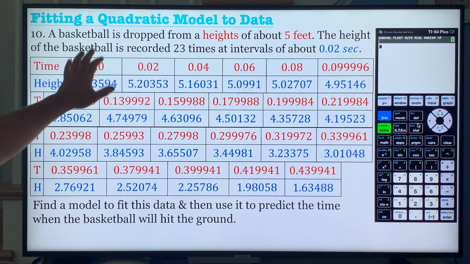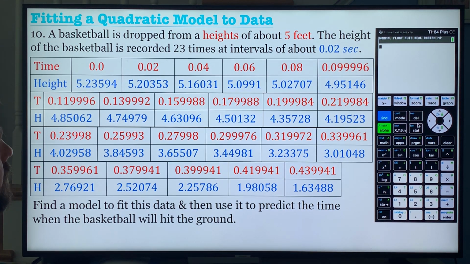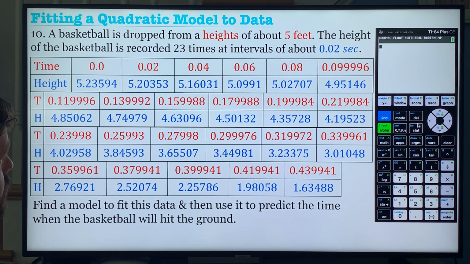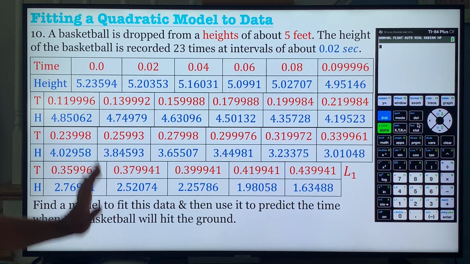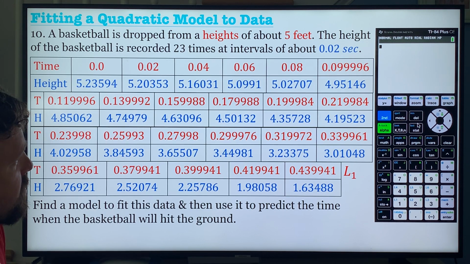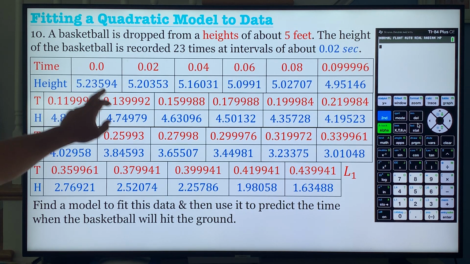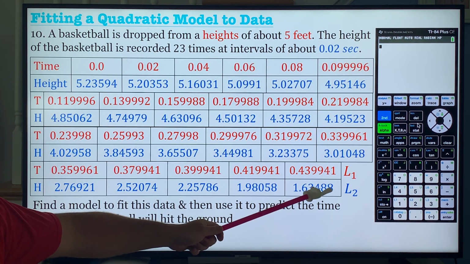All right. A basketball is dropped from a height of 5 feet. The height of the basketball is recorded 23 times on intervals of about 0.02 seconds. So you're going to type all this stuff into the calculator. This will take you a while to do. Your time once again is L1, and your height is L2.